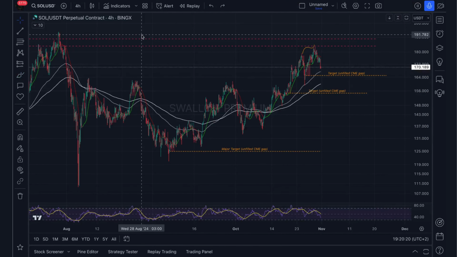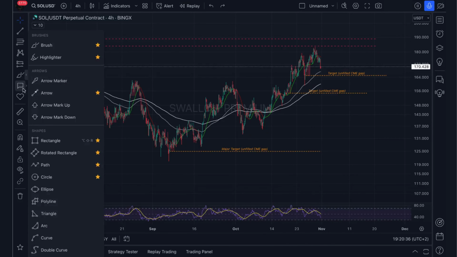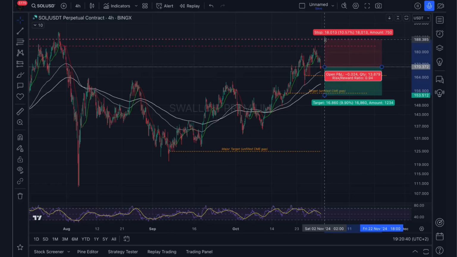Now, what realistically happened was a nice liquidity sweep here, a touch to the 200 EMA, and a really quick recovery, which formed, of course, a third CME gap. And now we had a nice rejection and price has started a nice movement. We are looking for maybe this movement.